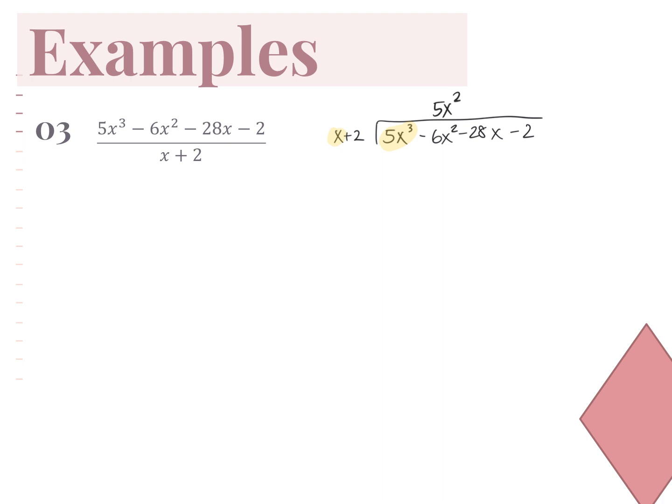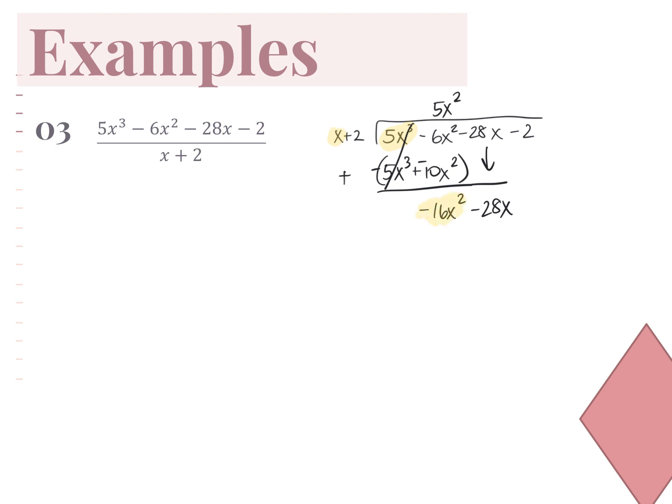And now I'm going to multiply x plus 2 by that 5x squared. So I'm going to get 5x cubed plus 10x squared. So I'm going to subtract this, which means I'm adding the opposite signs. And so my first term should cancel. If my first term doesn't cancel, guys, I definitely did something wrong. So I have minus 16x squared, and I'm going to bring down the 28x. I'm going to bring down the next thing. And then I'm going to repeat the process.